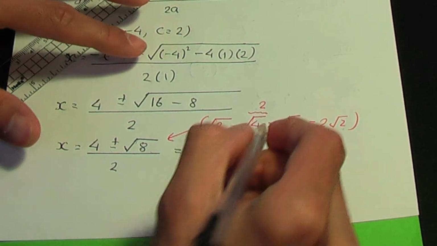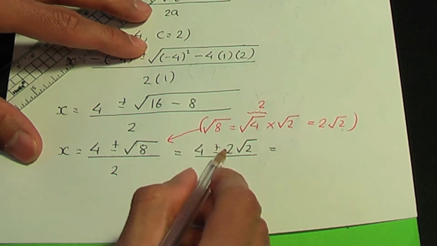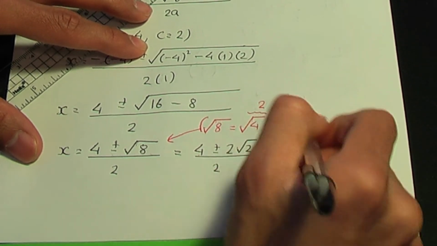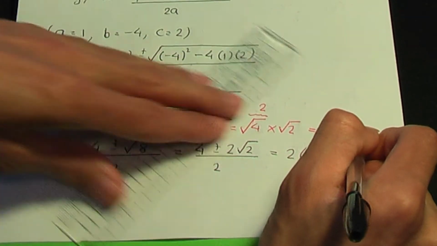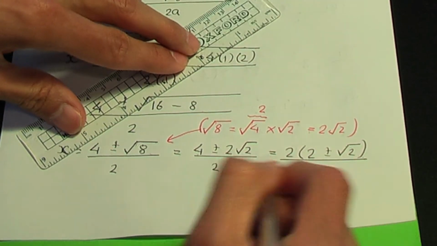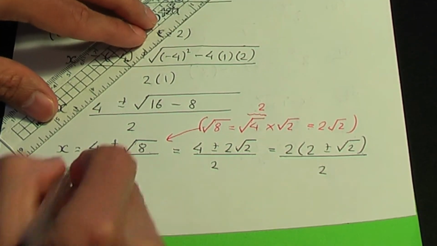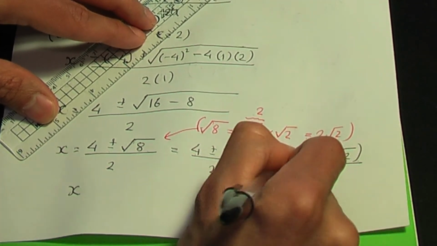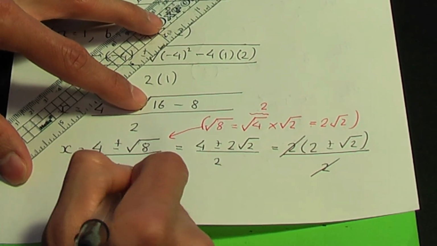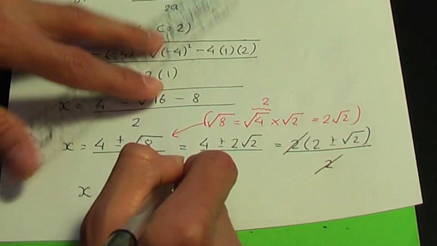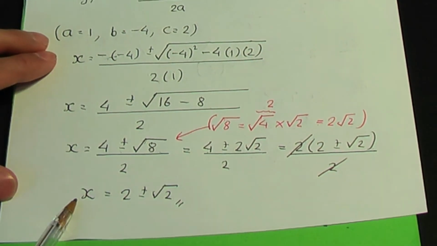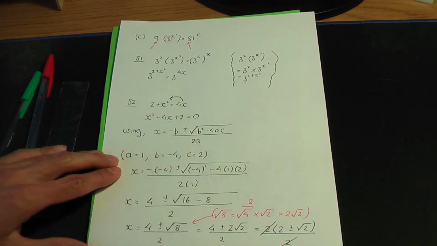If I take out a common factor in the numerator of 2, I'm left with 2 plus or minus root 2, divided by the 2 here. By doing this, I can cancel the 2 in the numerator with the 2 in the denominator to give us an answer of 2 plus or minus root 2. So this should be the solution to part C.